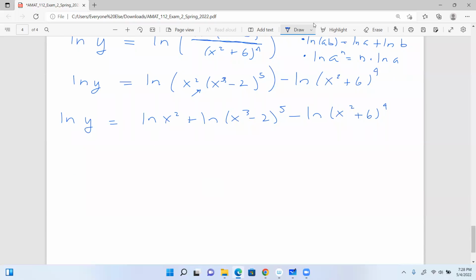Now I'll use the third rule, this power rule, not the power rule in terms of derivatives, but this power rule for the natural log function. So this first term will become 2 ln x plus 5 ln of x cubed minus 2 minus 4 ln of x squared plus 6. And now you're going to need to know the derivative of natural log. So we're going to differentiate at this point.